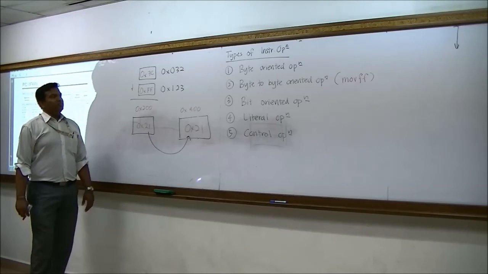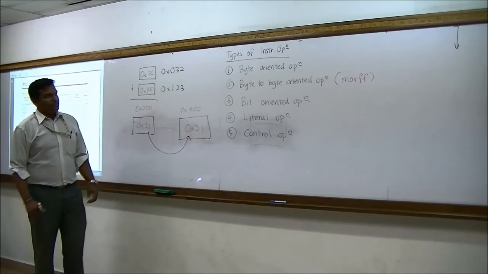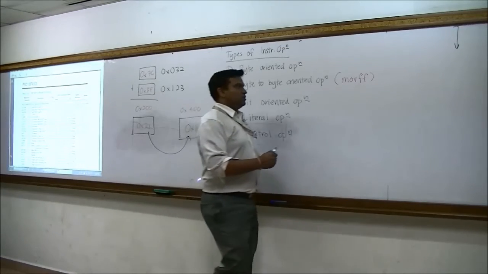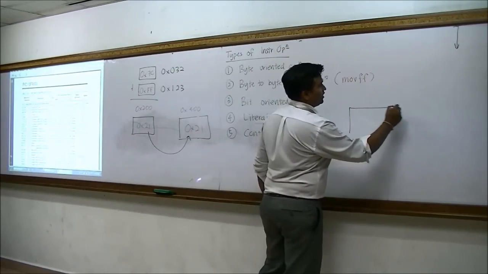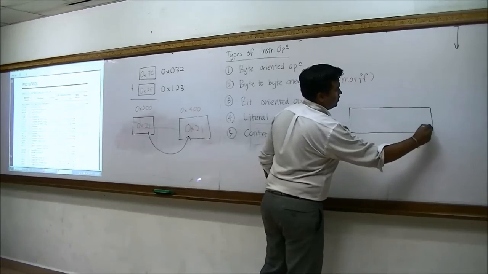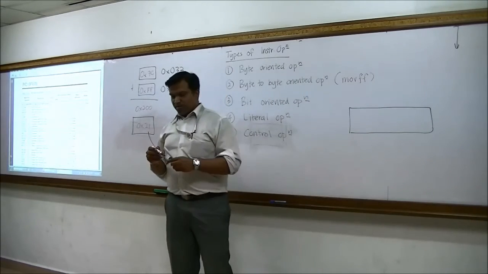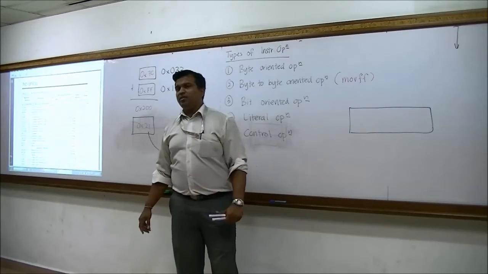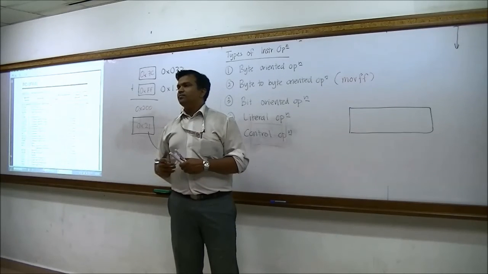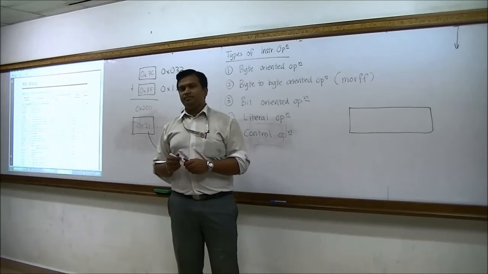The third one is bit oriented operation. Now let's take one location. We take one location out from data memory. Any address that you want to recommend? Any address from data memory?